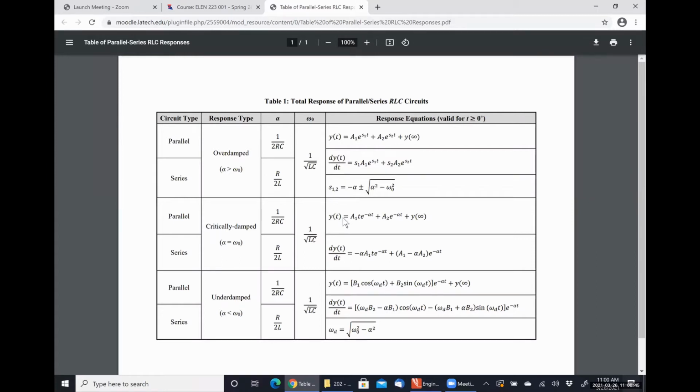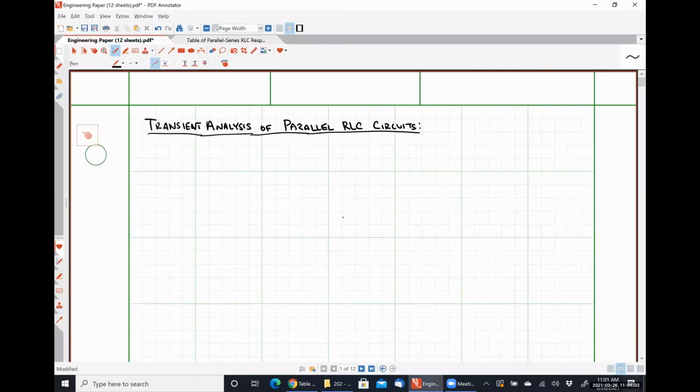To me, it makes sense to use the copy that you have printed out, put the equations that you want to write on one side of it, and then just keep this one as is on the other side, and you've got yourself an equation sheet for exam 1. So, with that in mind, let's get talking about transient analysis of parallel RLC circuits.